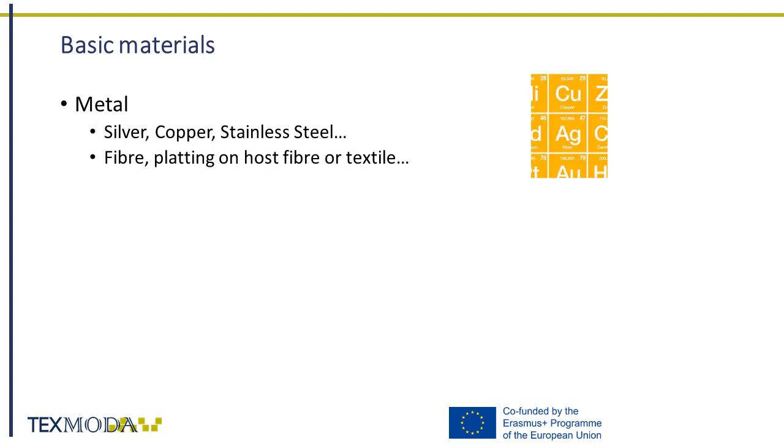Three basic material families are used in e-textiles to make conductive yarns or tracks. The first ones are the metals. The most used are silver, copper, and stainless steel. These metals are used to make fibers, or for plating on host polymer fibers or on textiles, for instance.